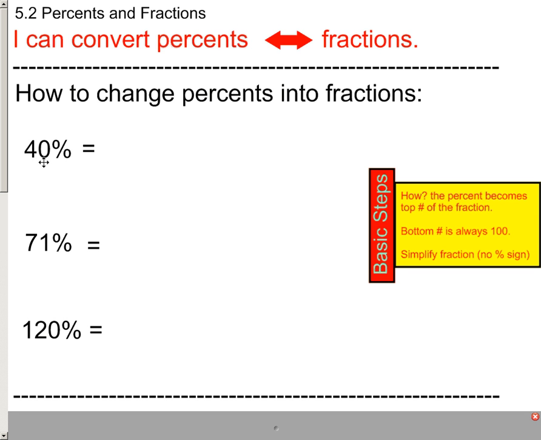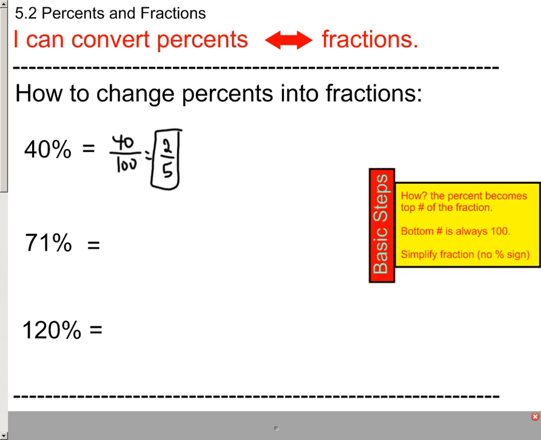So what's my percent number? My percent number is 40%. So that's easy to write here for the top of my fraction. That's 40. What do I put on the bottom? Always 100. And then you ask yourself, can I simplify that? Yes, you can. So it's the same as 2/5. So 40% in a simplified fraction is the same as 2/5.